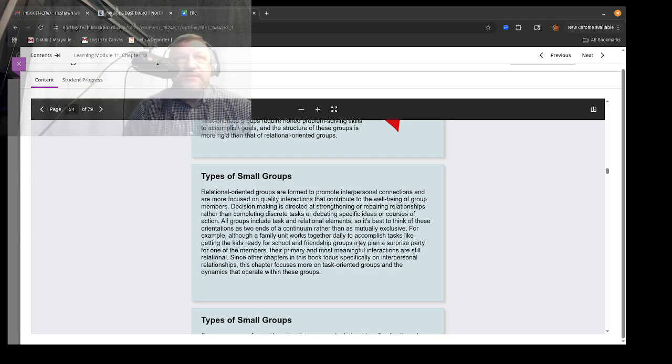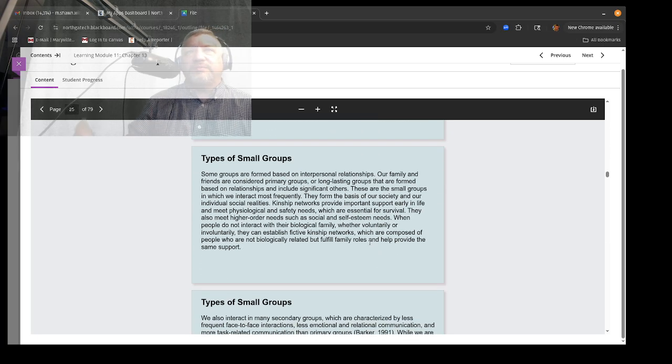AA, that's another one. All groups include task and relational elements, so it's best to think of these orientations as two ends of a continuum rather than mutually exclusive end goals. Although a family unit works together daily to accomplish tasks like getting the kids ready for school, and friendship groups may help plan a surprise party for one of its members, right? Their primary and most meaningful interactions are still relational. All right?